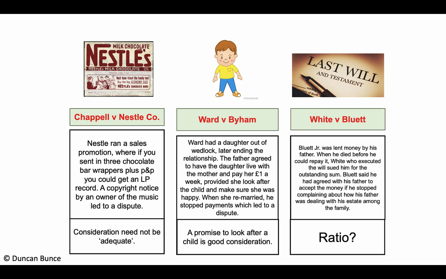Now, Blewett said he had agreed with his father before his death to accept the money that was given to him, provided, and this was the promise, he stopped complaining about potentially how the father was going to split the estate and who would receive what money and so forth. So that was the promise. Was this enough to amount to good consideration, a promise not to complain in essence? And no, it wasn't considered good consideration. So we can already see the law is slightly inconsistent here. But in terms of A-level that we're doing and exam questions, a promise to a child would be sufficient.